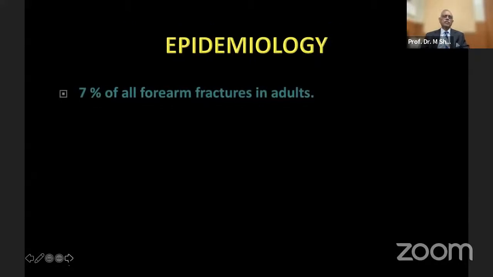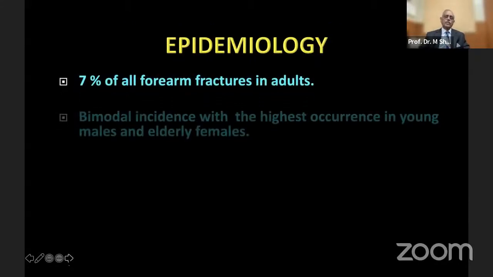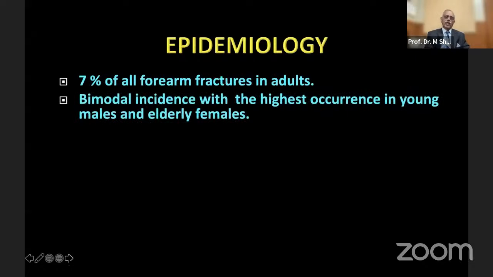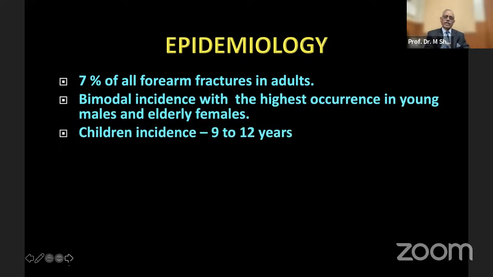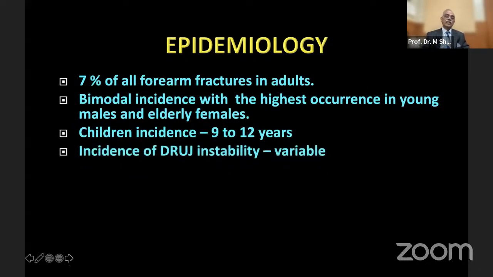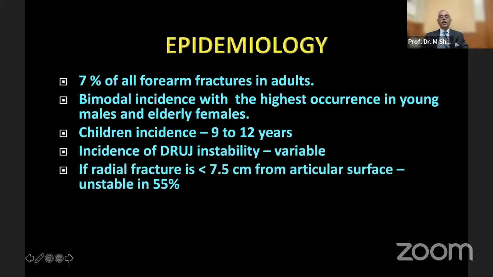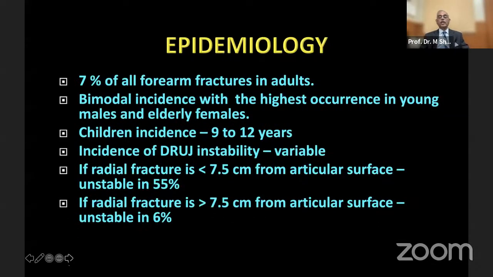The epidemiology: 7% of all forearm fractures in adults, with a bimodal incidence, the highest occurrence in young males and elderly females. In children the incidence is at 9 to 12 years, and the instability of the distal radioulnar joint is variable. If the radial fracture is less than 7.5 centimeters from the articular surface, the instability is up to 55%, whereas if it is more than 7.5 centimeters, biomechanical studies have established that the instability is only 6%.